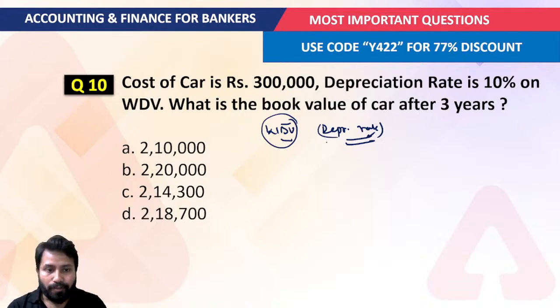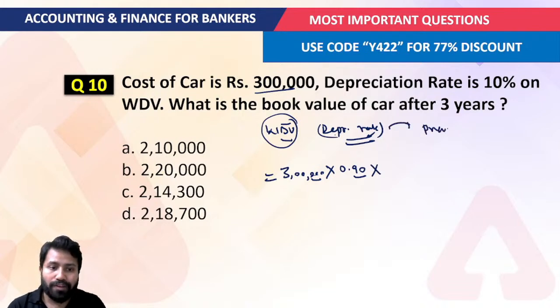Suppose the cost of the car is 3 lakh rupees. After 1 year, what would be the value of the car? You will say 90% of the value remains. Because the depreciation rate is always applied on the previous year's value of the asset, the previous year's value of the machine.